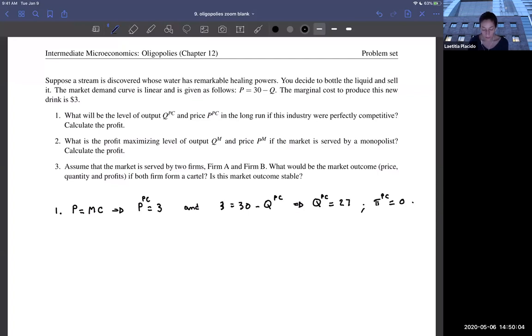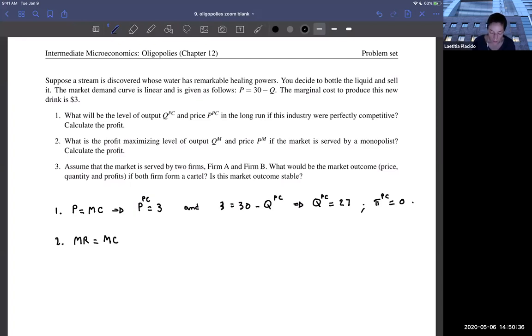So now let's move to question two. Question two is, what is a profit maximizing level of output QM and price PM if the market is served by a monopolist? Okay, so we know how to solve this question. Assume the market is served by the monopolist. Well, it's going to set optimal quantity such that marginal revenue equals marginal cost.